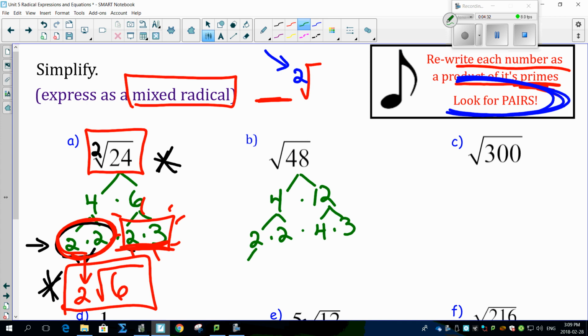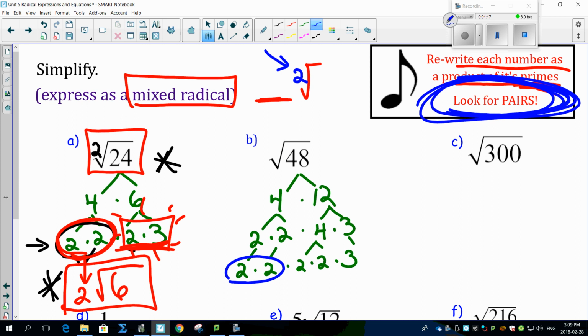Keep going. There's a 2, there's a 2, there's times 2 times 2, there's times 3. There are your prime factors right there. Remember, look for pairs. Okay? So there's a pair, there is a pair. And every time you have a pair, take one representative of that pair out, and that would be 2 here. And what's left? Guess what? Square root 3.